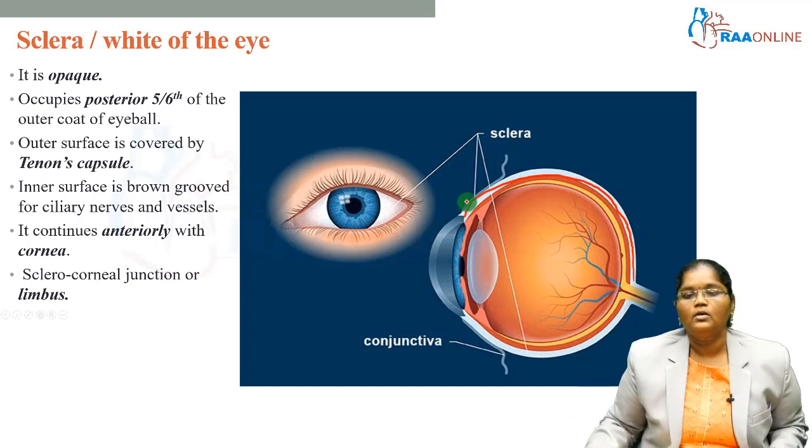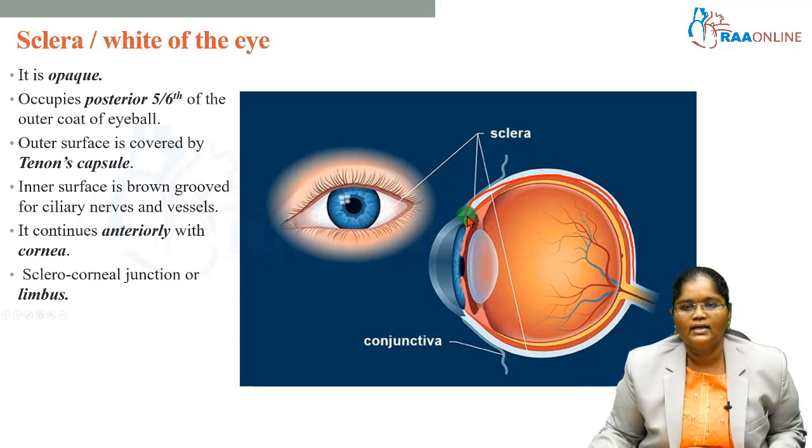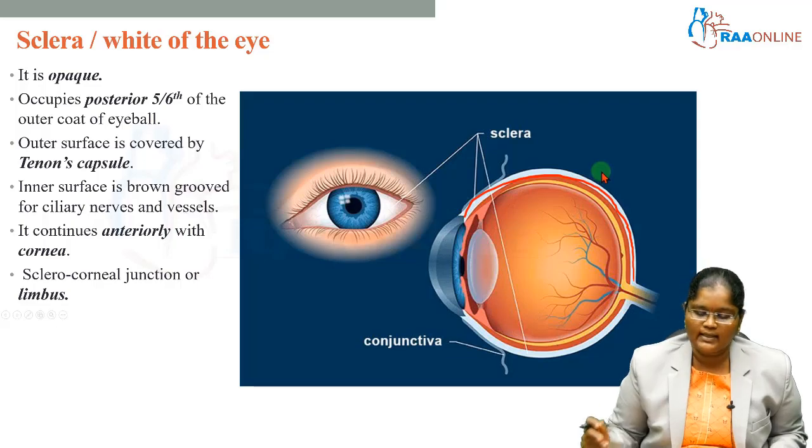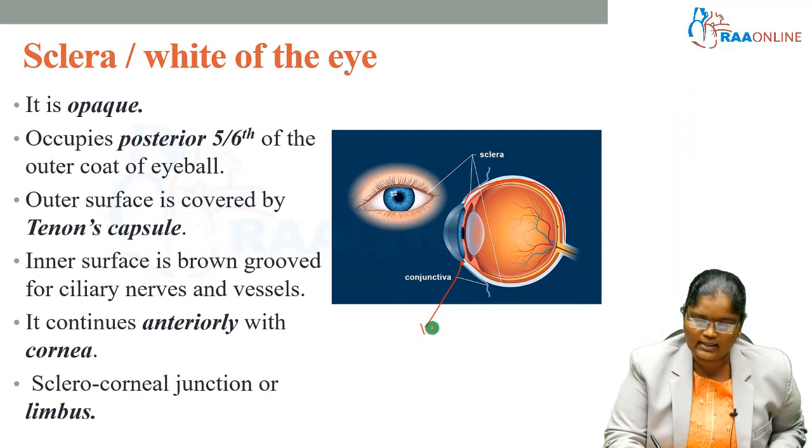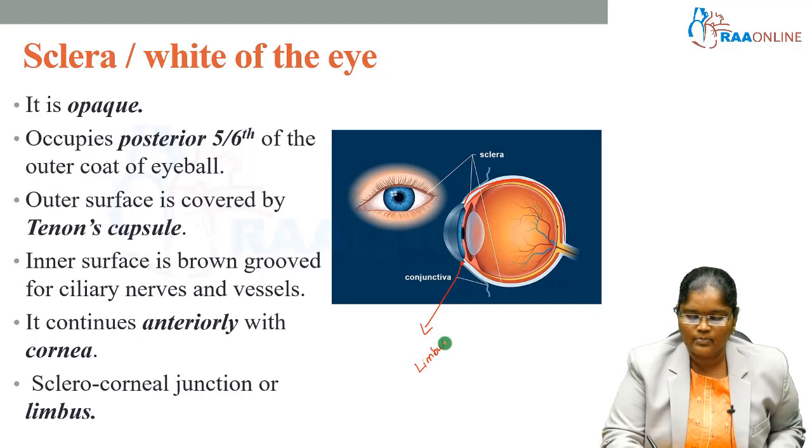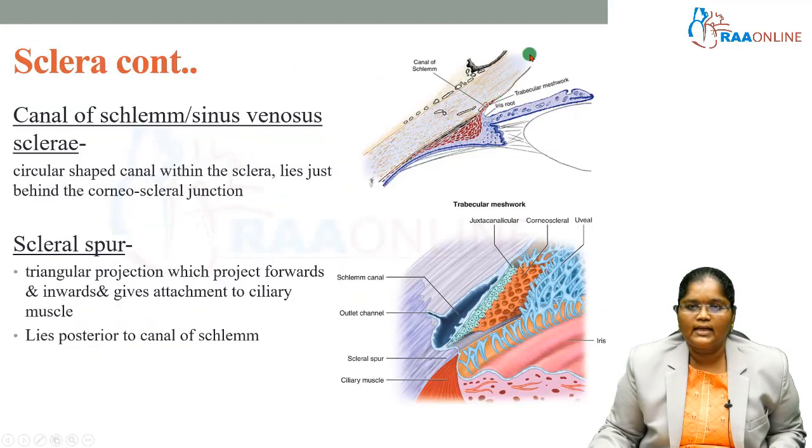So this forms the posterior 5/6 of the eyeball, and it is covered by a fascia called Tenon's capsule. The Tenon's capsule separates the eyeball from the bony orbit. The inner surface is brown because of the choroidal layer, and it is grooved by ciliary nerves and vessels. This sclera anteriorly continues with the cornea, and this area, the corneoscleral junction, is called the limbus. So this is the posterior end of the sclera.